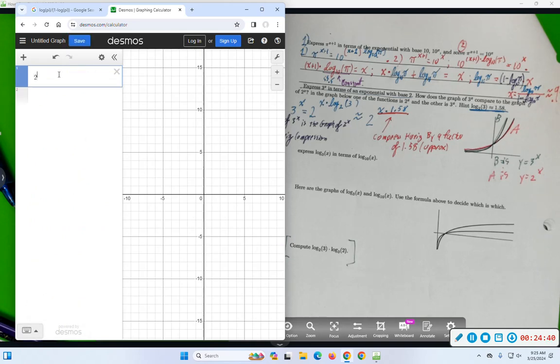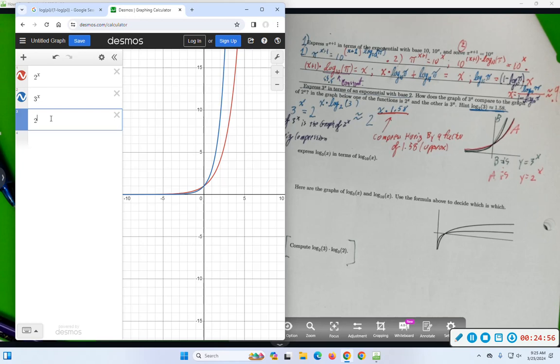So let's graph 2 to the x. Let's graph 3 to the x. Does it look like the blue graph is a compressed version of the red graph? Horizontally compressed? Awesome. That's all we were saying. And let's even check that this is the same thing as 2 raised to the x multiplied by log base 2 of 3.